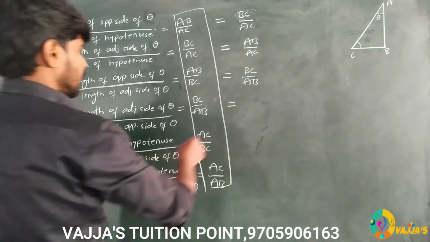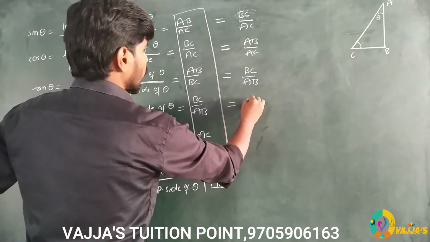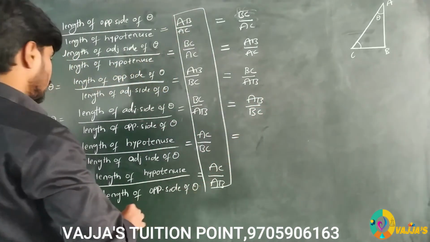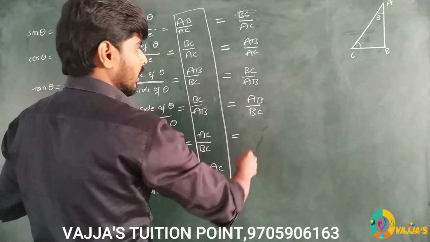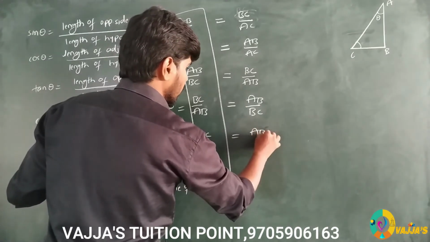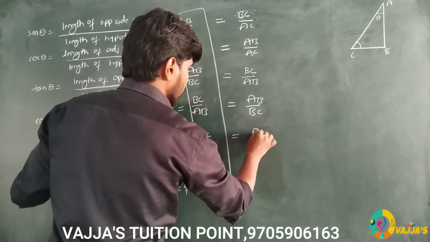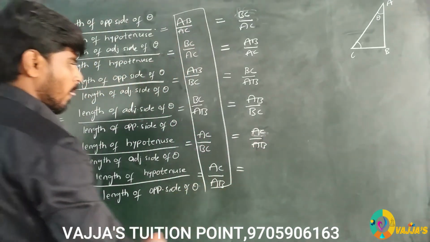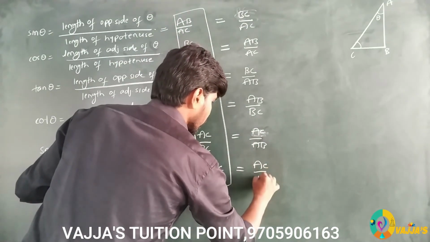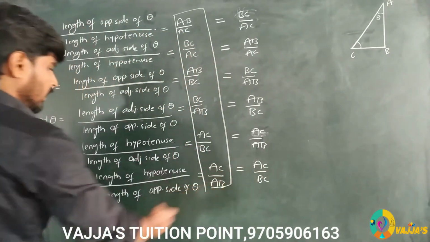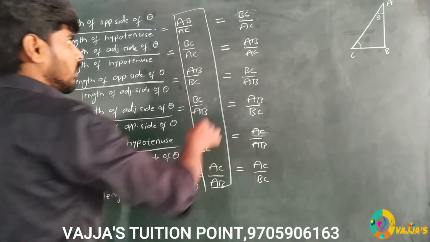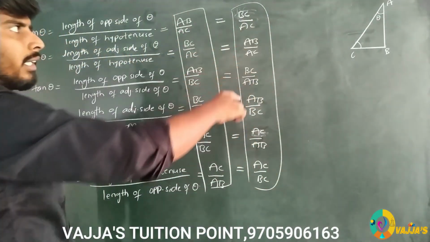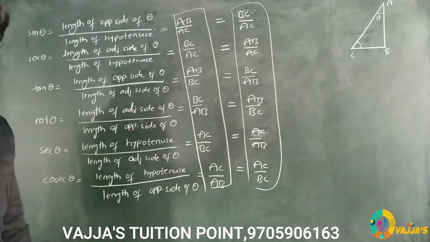Okay. Next cot theta, AB by BC. Next secant theta, hypotenuse by adjacent side, and next this one, cosec theta, AC by BC, nothing but hypotenuse by opposite side. So these are the ratios according to angle theta. Theta is at angle A.